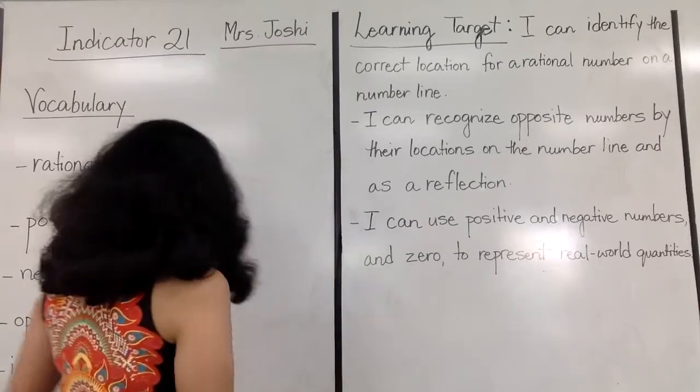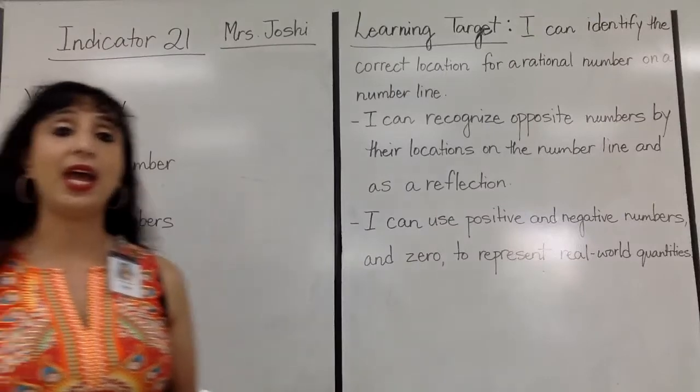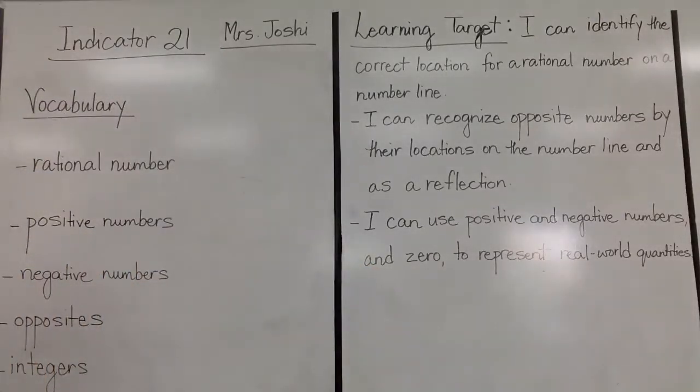So let's look at our vocabulary, and we're talking about rational number, positive numbers, negative numbers, opposites, and integers. And basically, a rational number comes from the word ratio, and it is a number which can be made by dividing two integers. And an integer is nothing but a number that has no fractional part, okay? So by dividing two integers, that's how you get a rational number, okay?